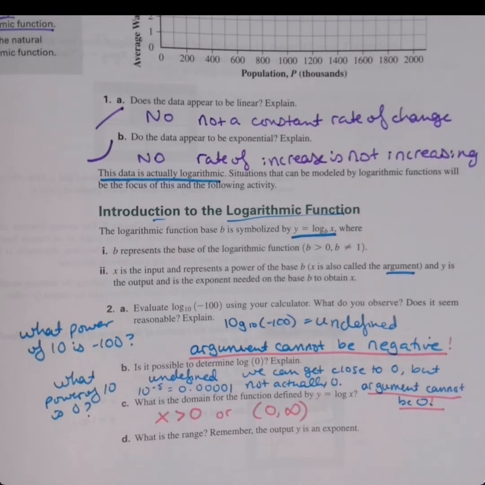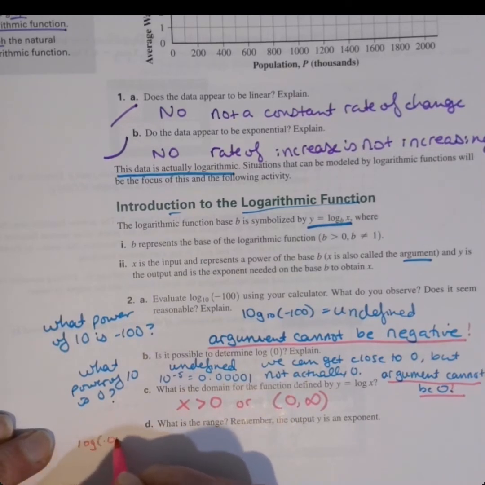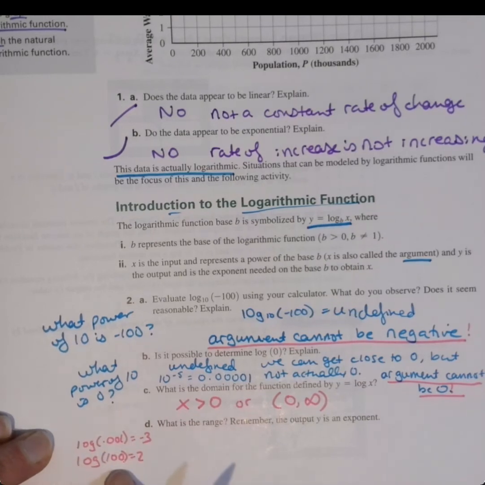What is the range? Remember, the output y is an exponent, so they give me a hint. If I put in very small things, for example, log of 0.001, that's going to give me -3. So I can get negative things out. Or I can do log of 100 and I'll get 2. I can put in really big things and get positive things out.